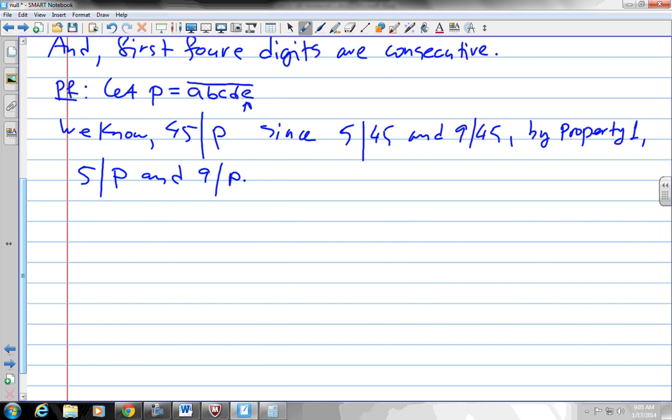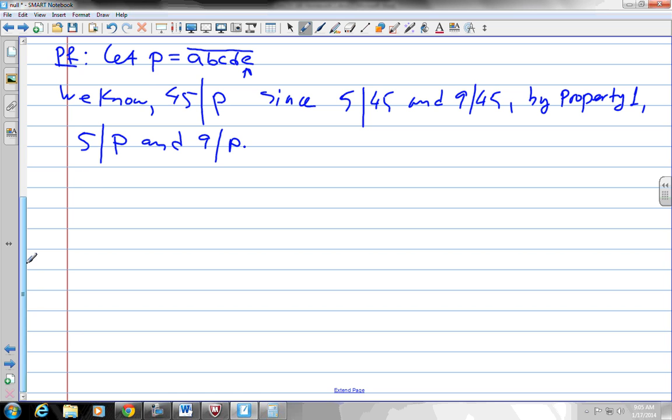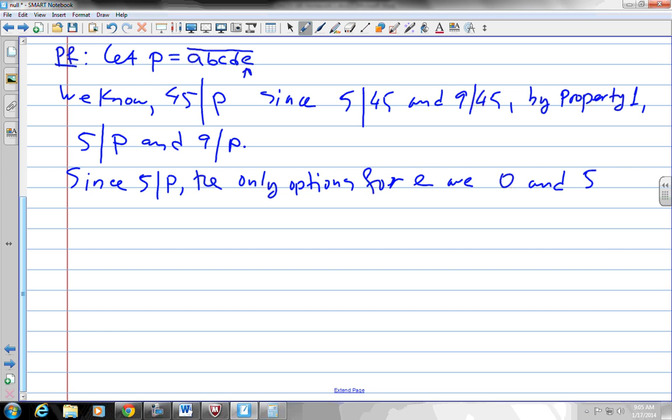We're going to do this problem by cases. Case 1, it ends in 0, and see what happens with that. Case 2, it ends in 5, and see what happens with that. Okay, so a lot of times we do that in math. Sometimes we just consider case by case and just go with that. Okay, so since 5 divides p, the only options for e are 0 and 5.